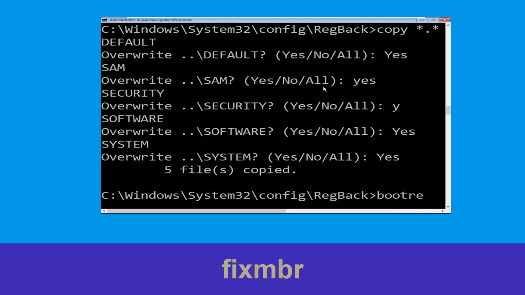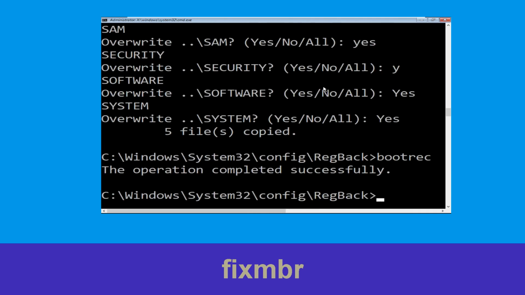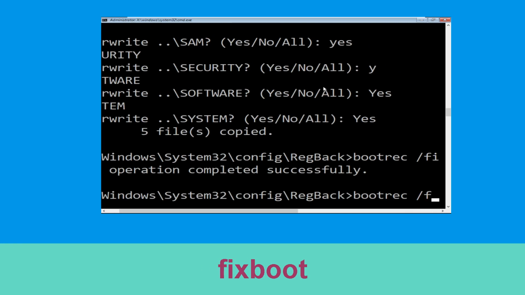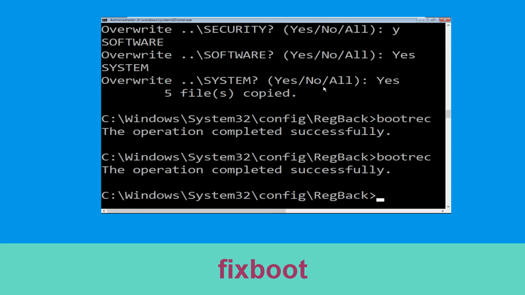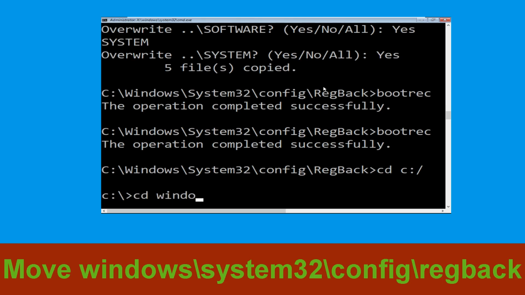Now type bootrec space /fixmbr and simply hit enter. Now type in bootrec space /fixboot and simply hit enter to execute the command. Type cd space c colon / and hit enter. Now type cd space windows /system32 /config /regback and hit enter to execute.